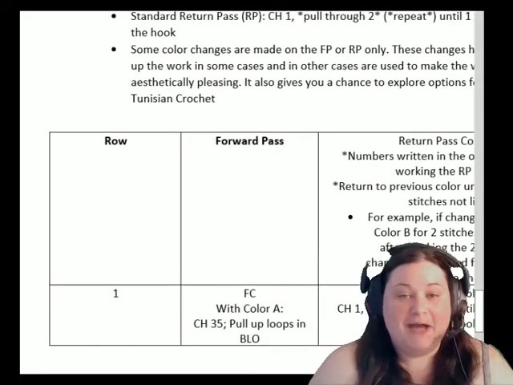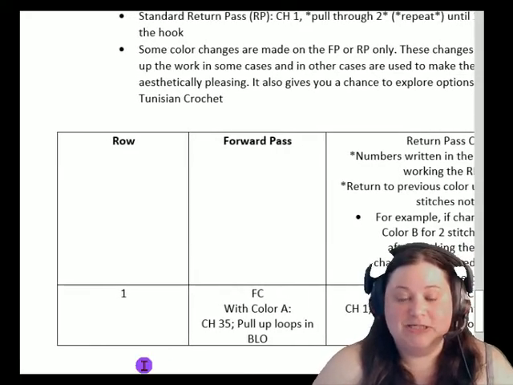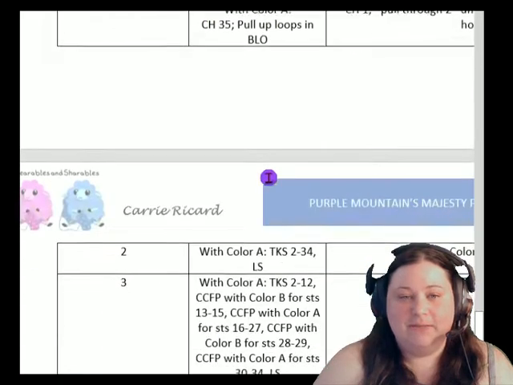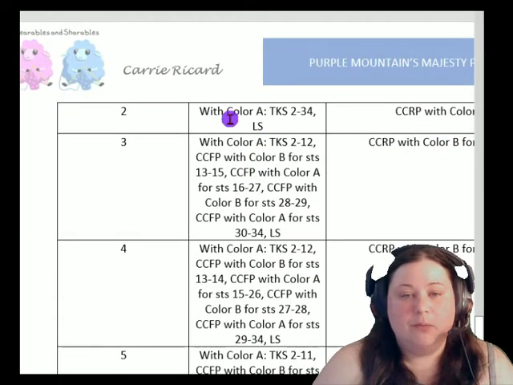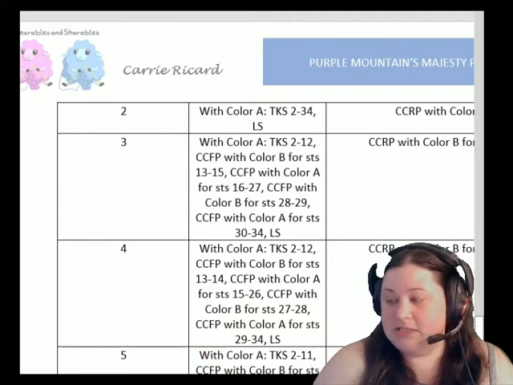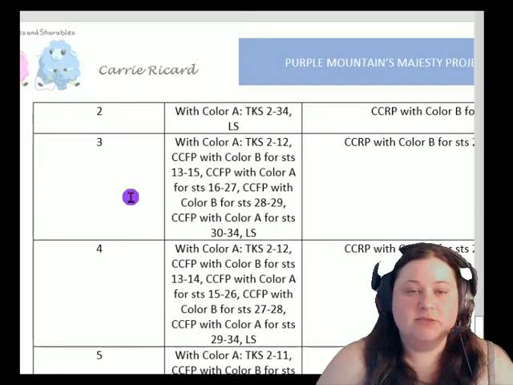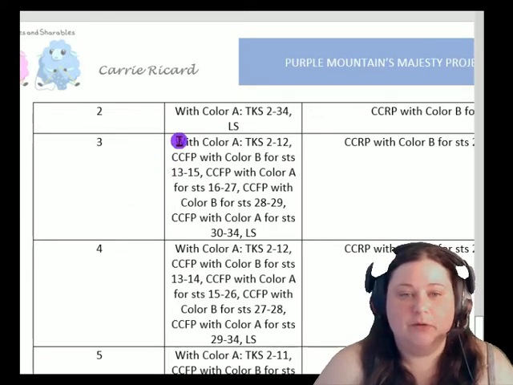But when you get the written pattern, you can take a look at that little direction there. So here's row 1 where we completed our foundation chain. Here's row 2 where we learned how to change colors on the return pass. And here we are at row number 3. So let's just quickly review what we did in row 3.